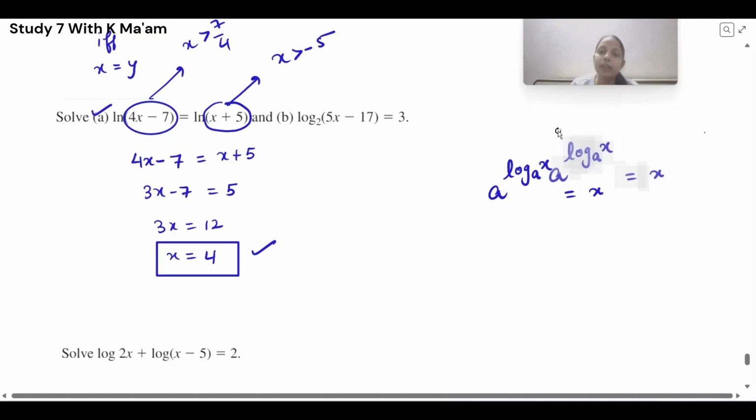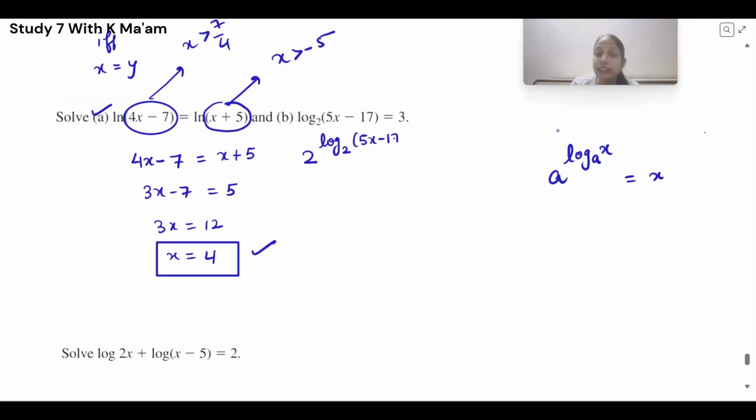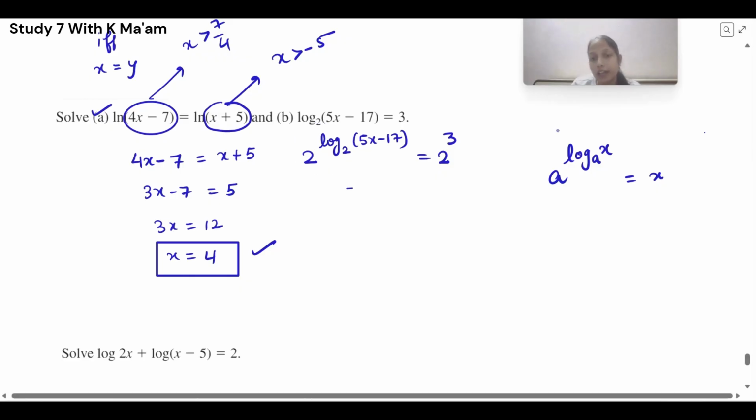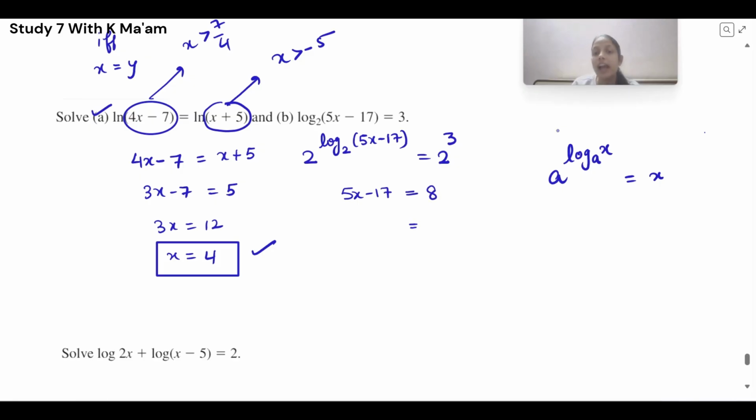So similarly, I am taking 2 to the power log base 2 of 5x minus 17 equals 2 power 3. This will turn to 1. So you will be left with 5x minus 17 equals 2 power 3, which is 8. Add 17 on both sides. So 25 on both sides. Divide by 5. So x is 5.